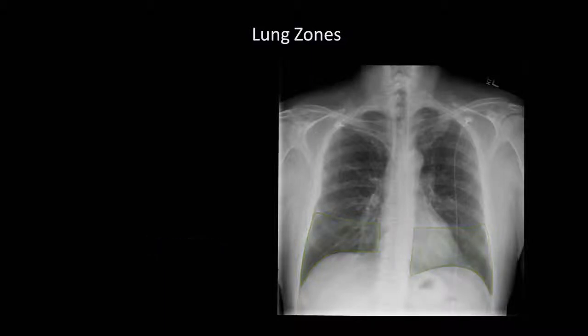Be aware that these lung zones do not correlate with the lung zones numbered 1, 2, and 3 that are discussed within the context of pulmonary physiology, mechanical ventilation, and PA catheter placement. These zones are a completely different concept.